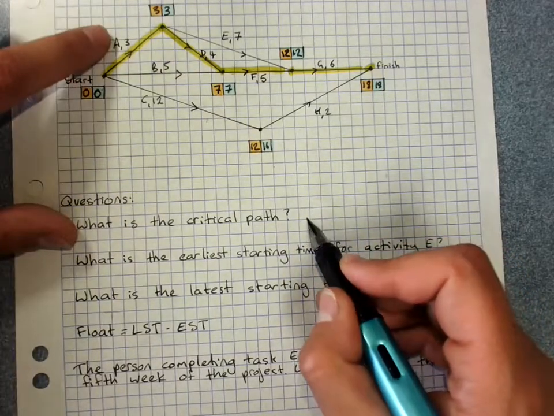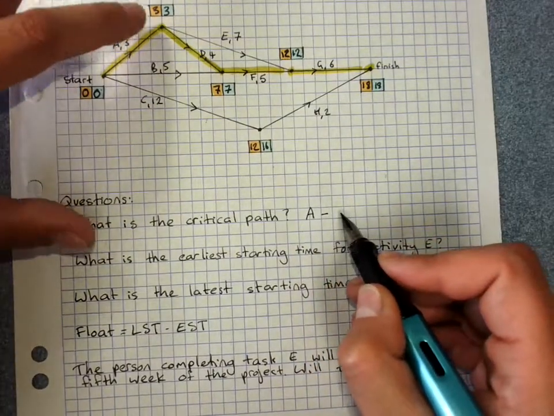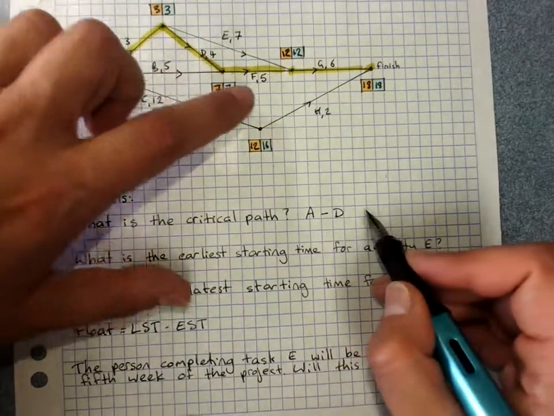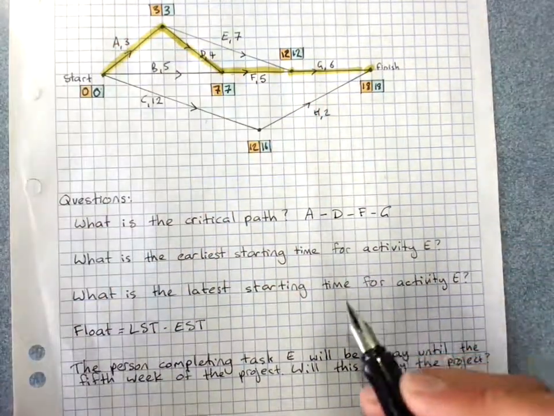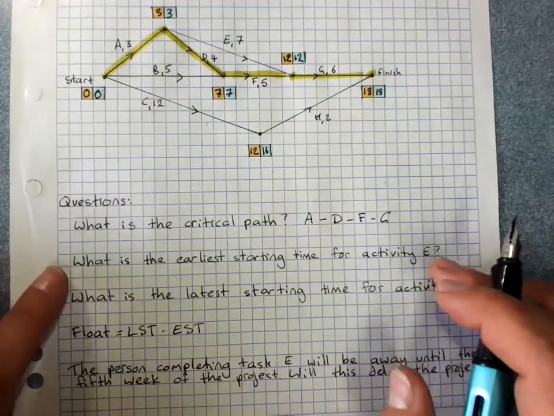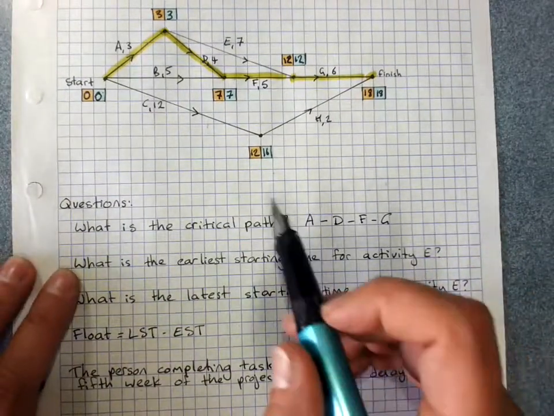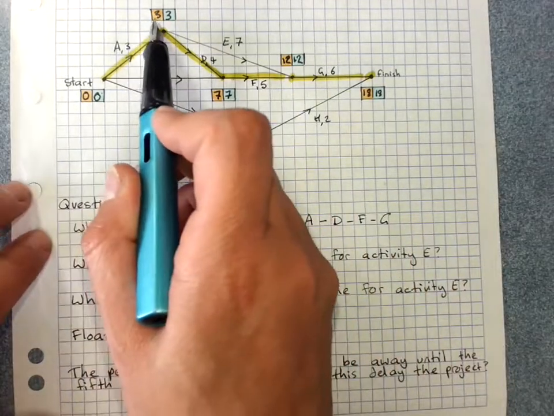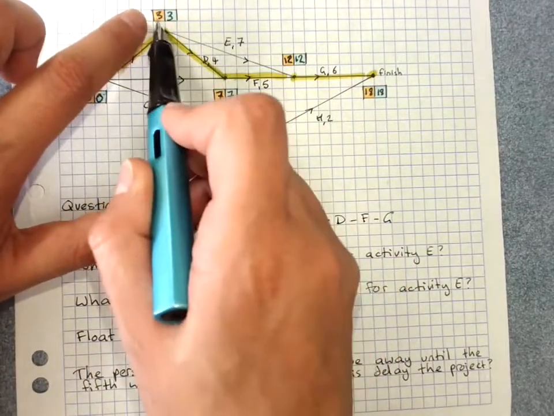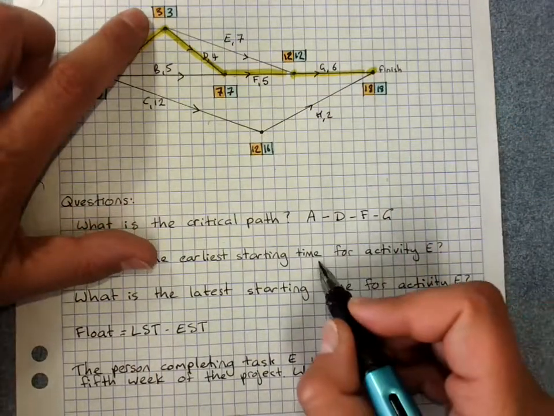So it's A, D, F, G. That is our critical path. What's the earliest starting time for activity E? That is earliest starting time at the start of activity E, yellow box, 3 weeks in.